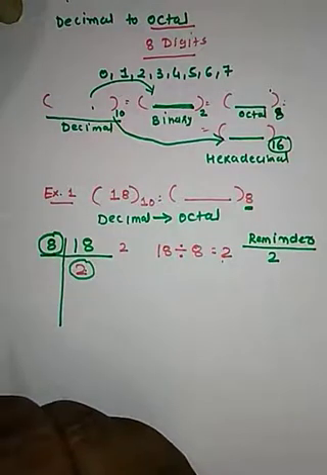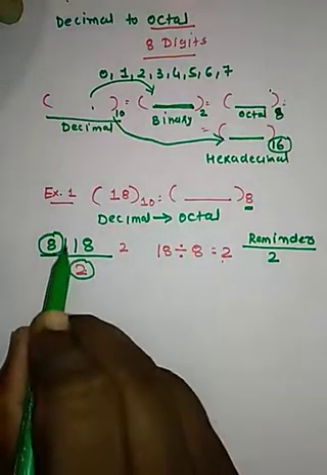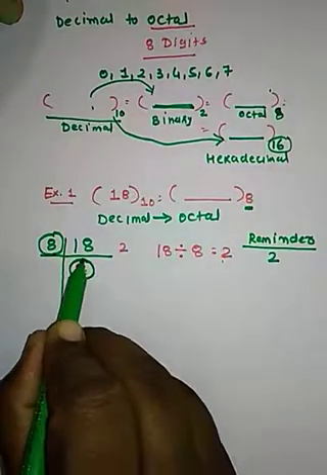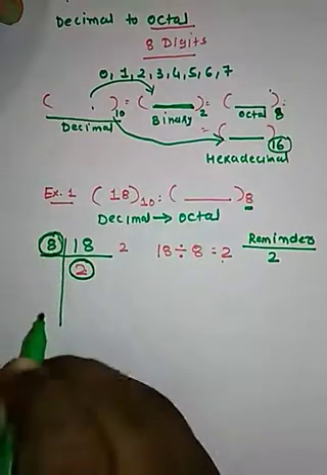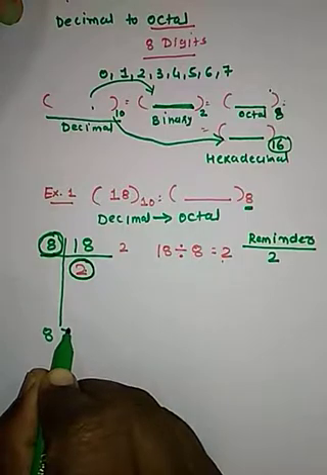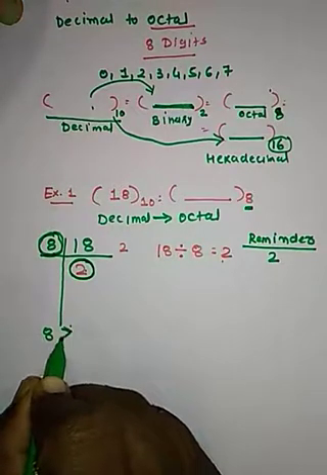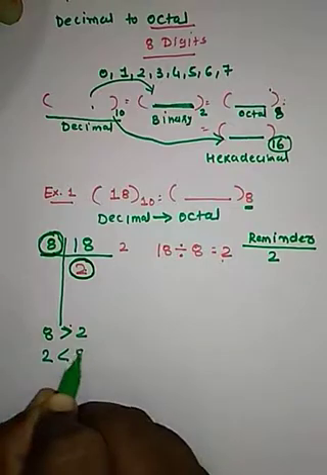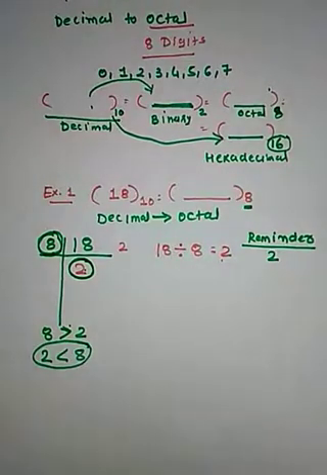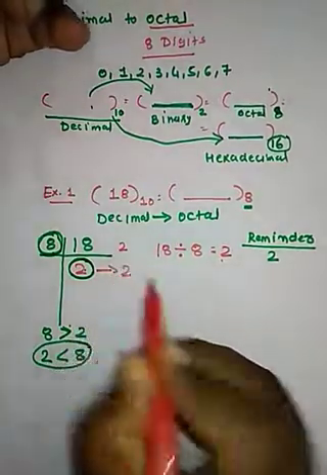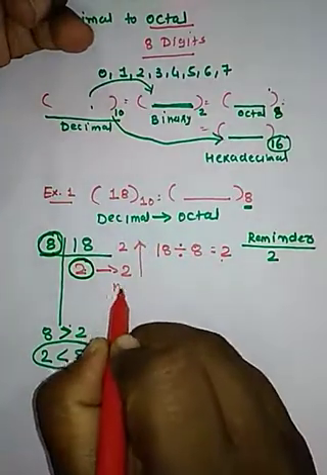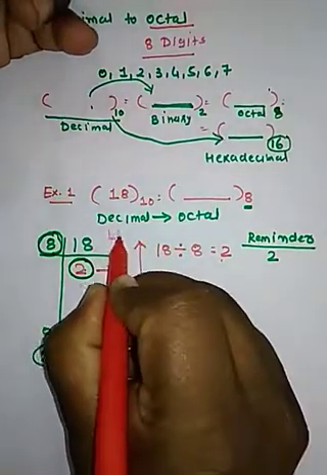Now see here, this 2 is less than 8. Okay, in binary conversion we have discussed where you have to stop: when this number is less than this number. Means 8 is greater than 2 or 2 is less than 8. We have to stop here. Okay, so stop here, take this 2 out. આ 2 ને બહાર લખી દો. Make the arrow from down to up. This is our MSB, this is our LSB.